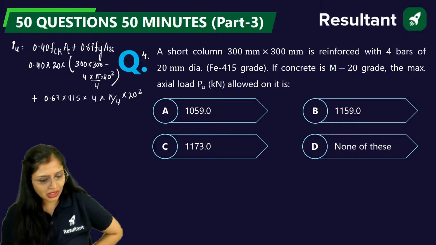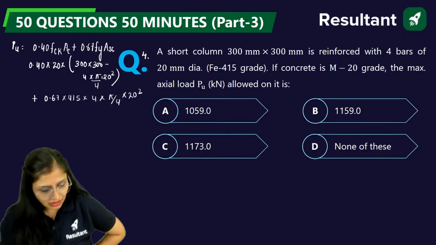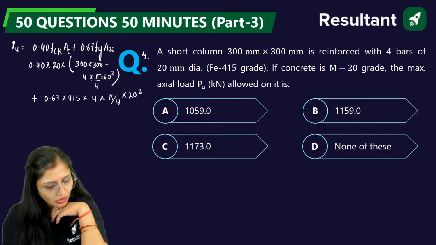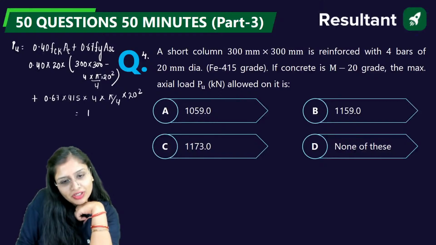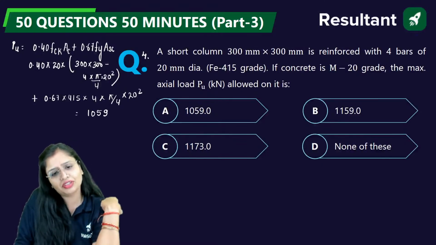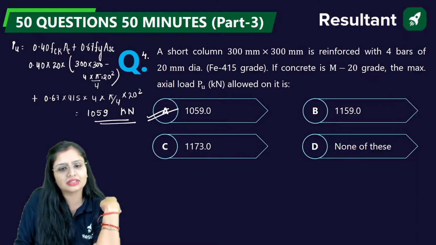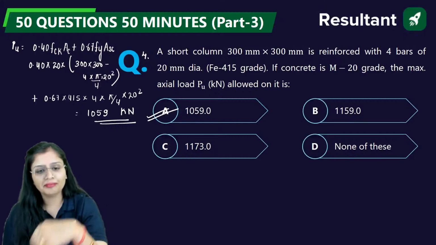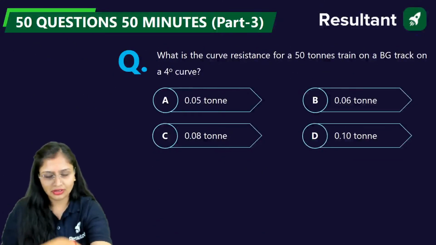Come on, quickly. It will be coming. Just do it once. Check how much you are getting. If you calculate roughly, you will get around 1059 kilonewton. Approximately near about that value you will get. So 1059 kilonewton. So A will be your answer. Okay. Now, question number 5.